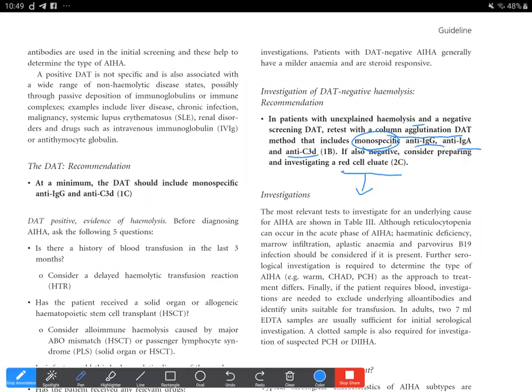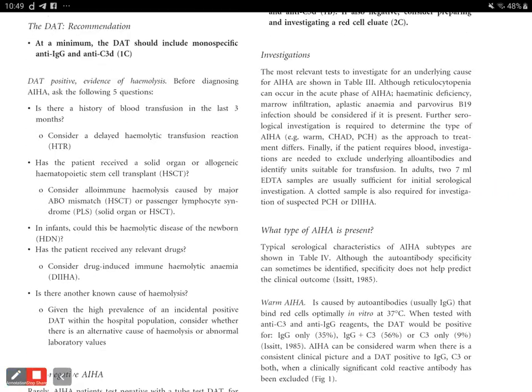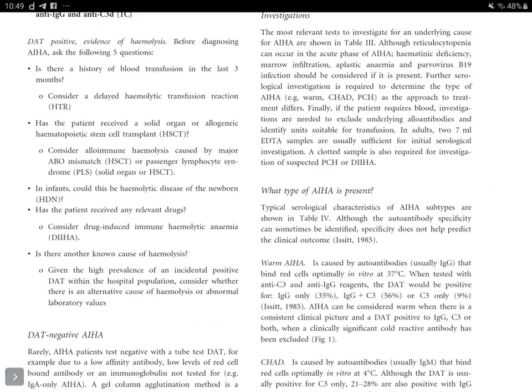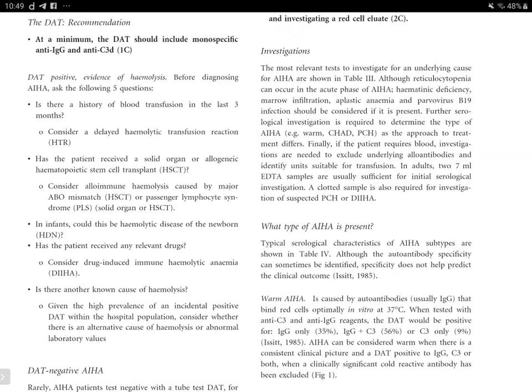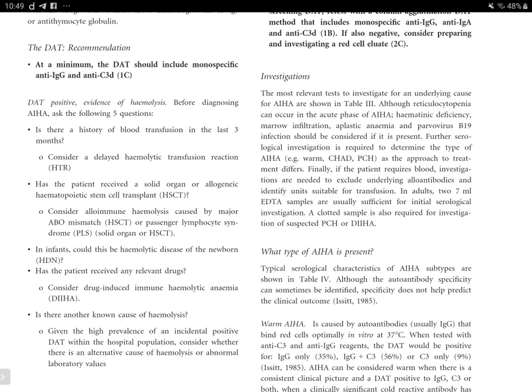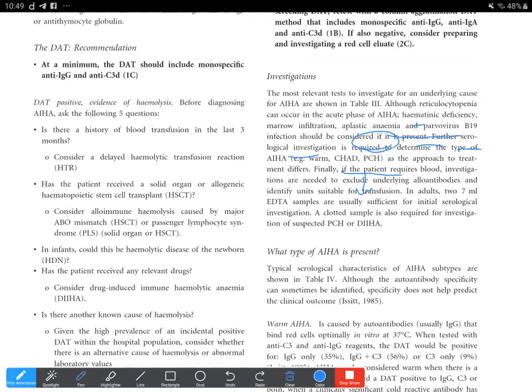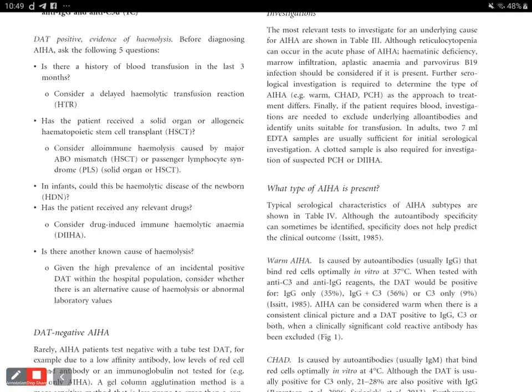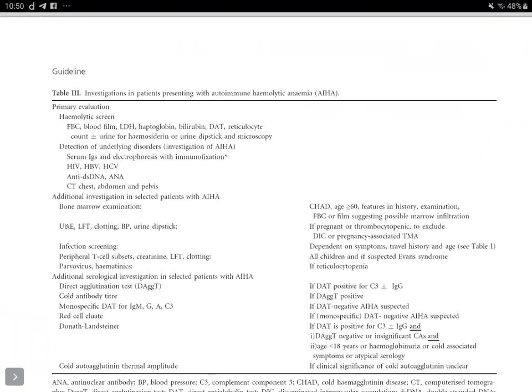So this is all about the DAT and its relevance: first we need to confirm the autoimmune nature of the hemolysis, that is, there is no history of blood transfusion in the last 3 months, no transplant, and no case of ABO mismatch with hemolytic disease of the newborn. And then we can proceed with the investigations. Regarding the investigations, very briefly, these are basically a gist of the investigations.